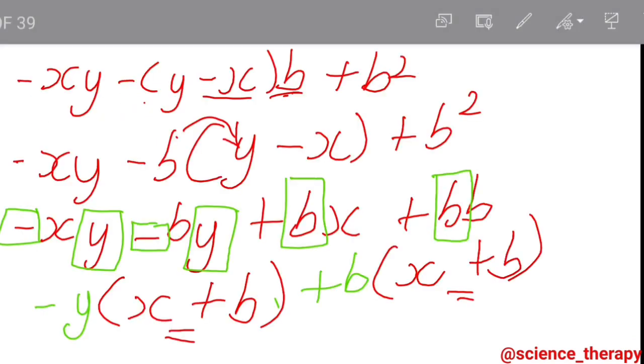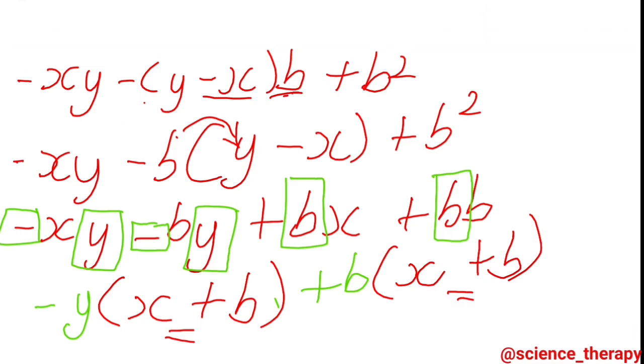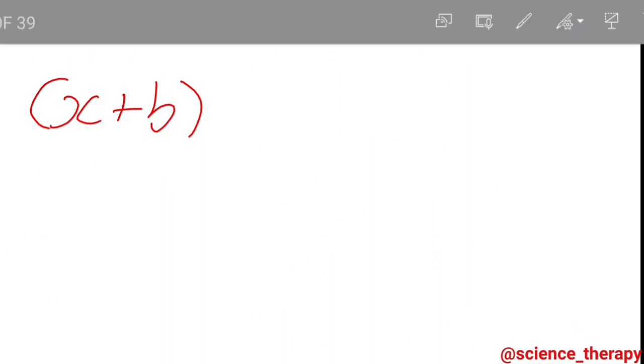But the other ones that are outside the brackets, that's negative y plus b. So you can write it like this. You can say it's b minus y. And that's how you have it. Awesome.